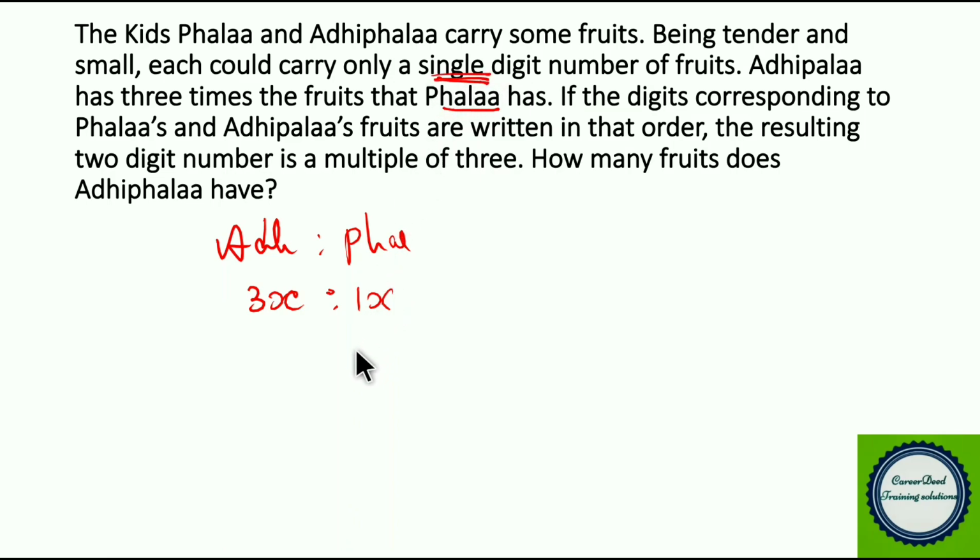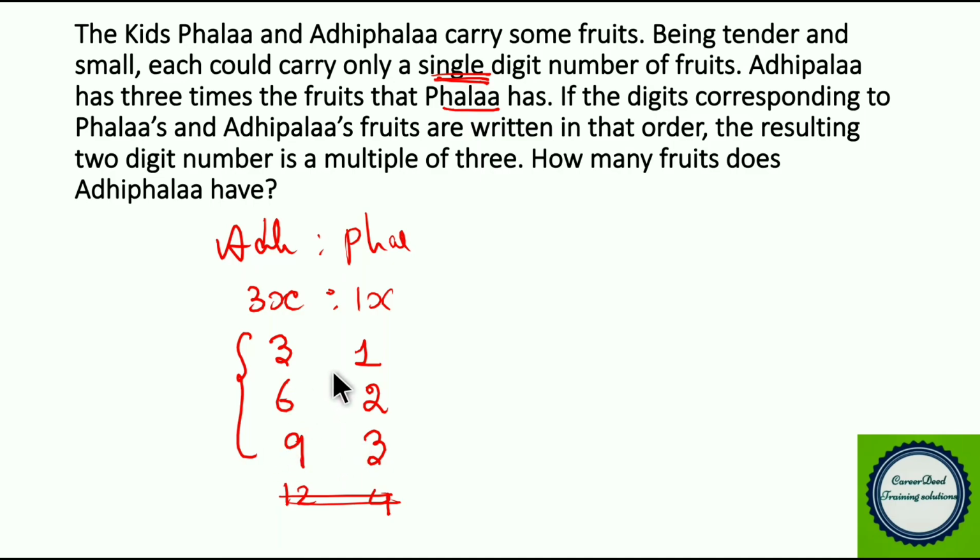If Pala carries 1 fruit, Adipala will carry 3 fruits. If Pala carries 2 fruits, Adipala will carry 3 times 2, 6 fruits. If Pala carries 3 fruits, Adipala will carry 3 into 3, 9 fruits. Right, so if Pala carries 4 fruits, Adipala will carry 3 times 4, that is 12, so this is not possible. So you have only 3 possibilities.